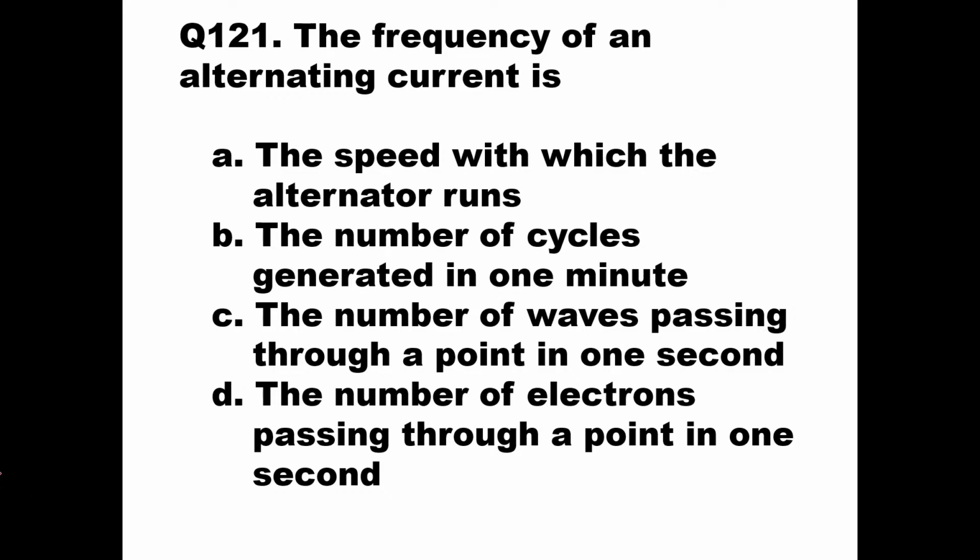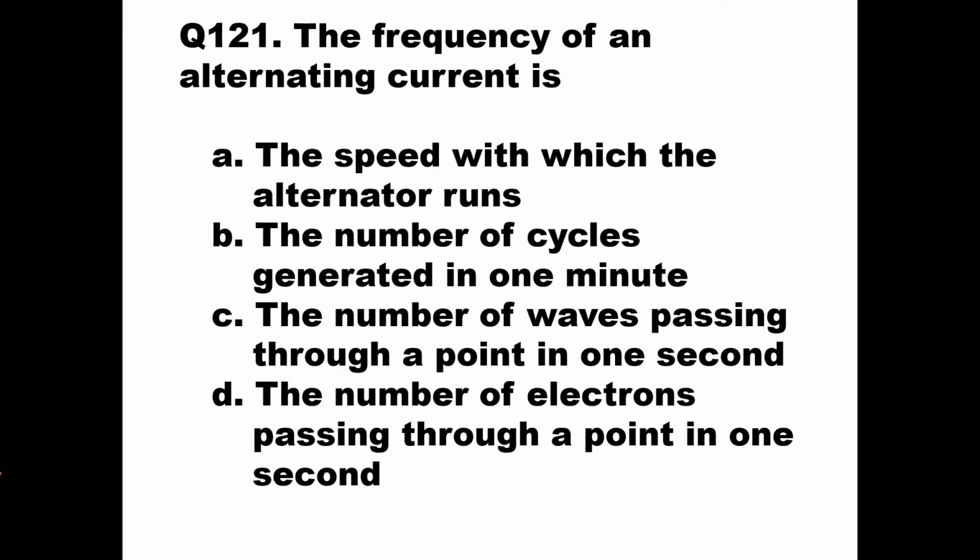The first option is speed with which the alternator runs. Second option is the number of cycles generated in 1 minute. This is not correct. The third says the number of waves passing through a point in 1 second. And the fourth says the number of electrons passing through a point in 1 second. So option C, that is number of waves. One wave means a positive and negative half cycle. So number of waves passing through a point in 1 second can also be taken as frequency.